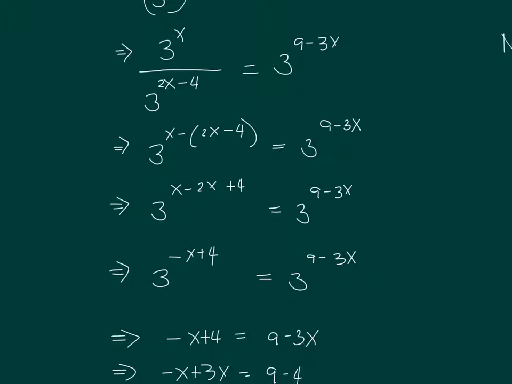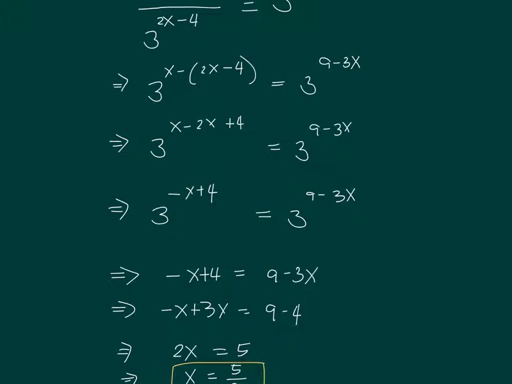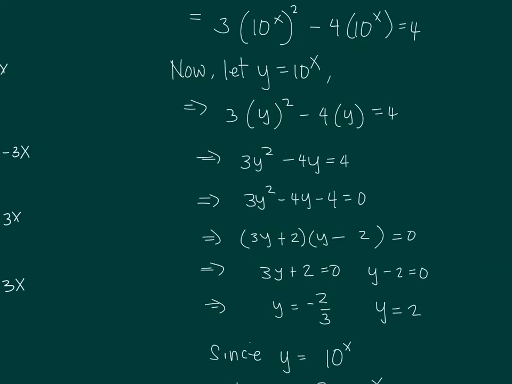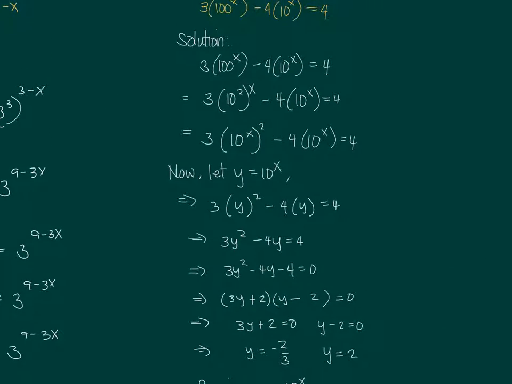And this is how you attack it now. You see these two are the same. If this is base 3 and base 3 and these two expressions are the same, then that would mean the exponents are also the same. That is how we got this equation, through the exponents. So negative x plus 4 is equal to 9 minus 3x. From here, all you have to do is solve this equation, and you should be able to get 5 over 2. Okay, so moving on. We have another equation here.